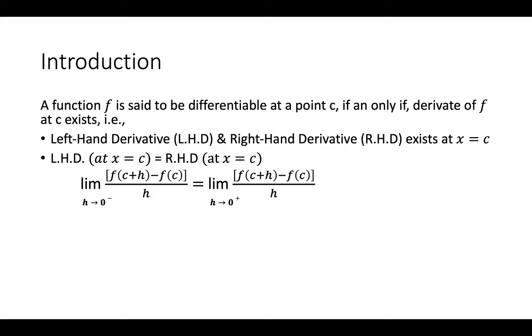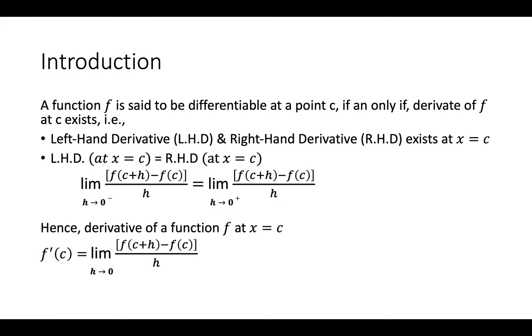Limit h tends to 0 negative, f of C plus h minus f of C upon h equals limit h tends to 0 positive, f of C plus h minus f of C upon h. So we can say the derivative of f at x equal to C is f dash C equal to limit h tends to 0, f of C plus h minus f of C upon h.